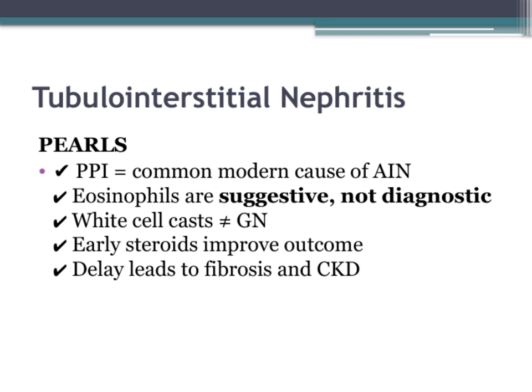Moving on, white cell casts in the urine are often associated with kidney inflammation, but they don't necessarily mean glomerulonephritis. This is a common misconception, so we need to interpret them carefully in the context of other findings. Another critical point is that early treatment with steroids can significantly improve outcomes. Initiating steroids promptly can help reduce inflammation and prevent long-term damage. Finally, delaying treatment can lead to fibrosis and chronic kidney disease, so timing really is everything. Recognizing and managing AIN early can make a big difference in preserving kidney function.